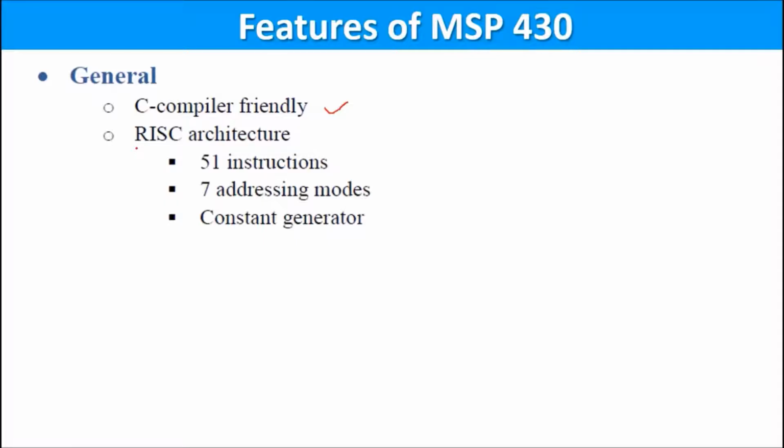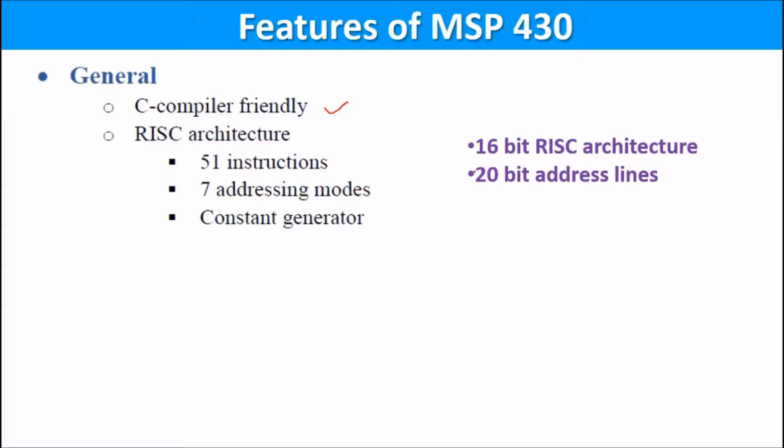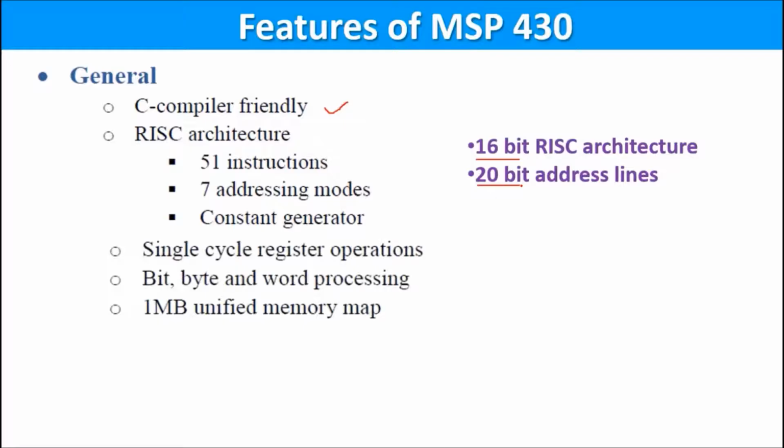So it is a RISC architecture. The size of almost all instructions is the same, and most of the instructions can be executed in one clock cycle. It is a 16-bit RISC architecture. That means the data bus size is 16-bit and 20-bit address lines are available. So we can interface 1 megabyte of memory to MSP430. That is 2 raised to power 20. Then single cycle register operation. So only one cycle is needed to operate on the register data.